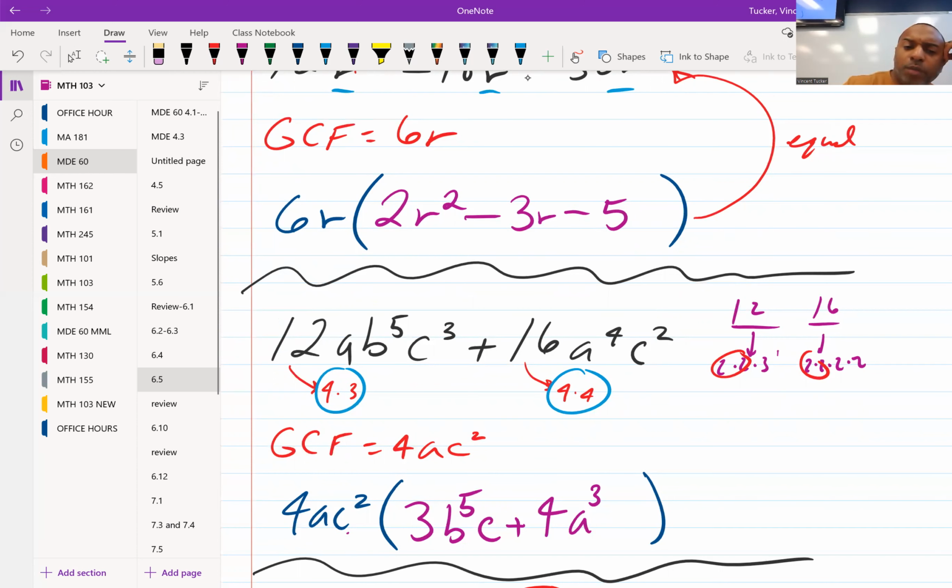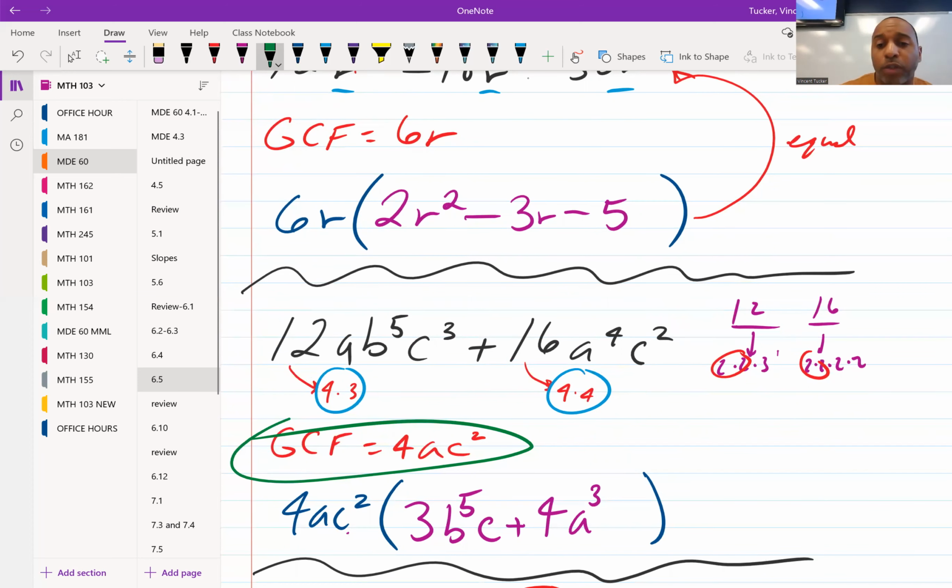All right. So you need to pull the GCF out first. And so when I look at 12, that's 4 times 3. 16 is 4 times 4. So 4 is what I have in common with 12 and 16. I have 1a that I can pull out of both.